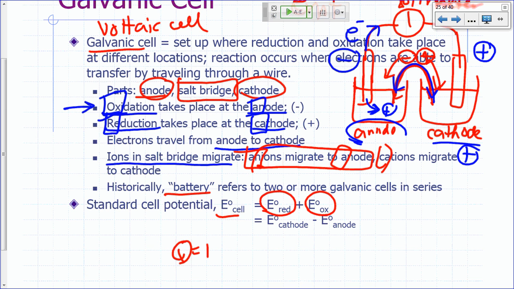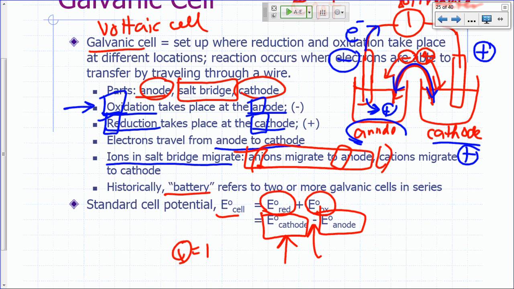Or, since the numbers that you look up would all be given as standard reduction potentials, if you don't specify reduction or oxidation, you assume you're dealing with numbers you look up that are reduction potentials. So you say the expected voltage under standard conditions would be the standard reduction potential of the cathode minus the standard reduction potential for the anode, because you know what happens in the anode is oxidation, so you have to put the reverse of it, so you subtract.